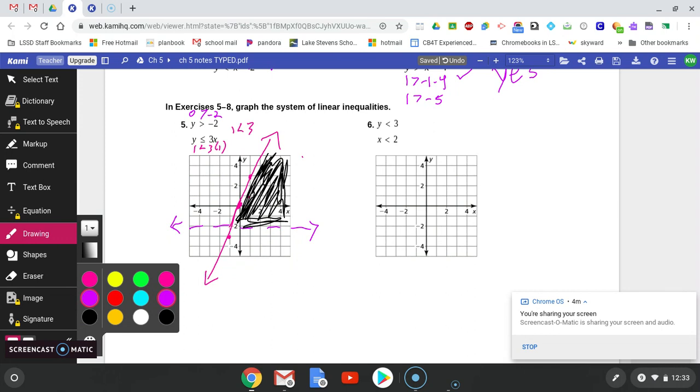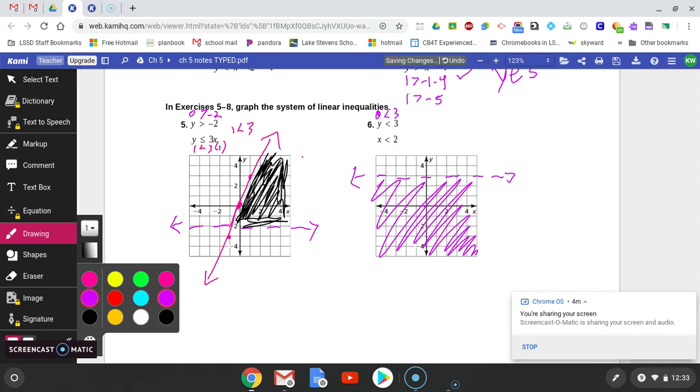Okay, so let's take a look at the next one. So I have y is less than 3. Y is less than 3 is going to be a dotted line where y is equal to 3. I'm going to pick the point 0, 0. Again, that's the one I always like to pick if it's not on my line. So I get 0 is less than 3, which is true. So I'm going to shade everything below that line.